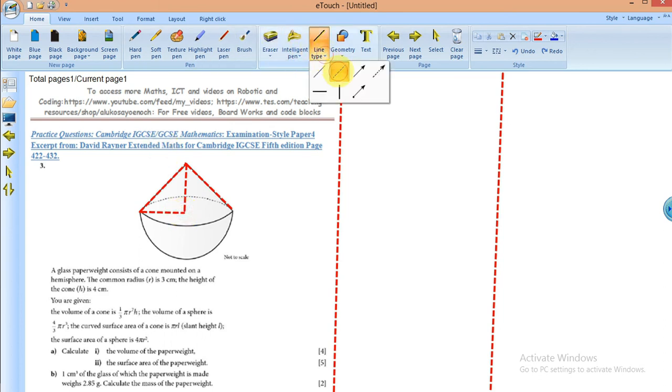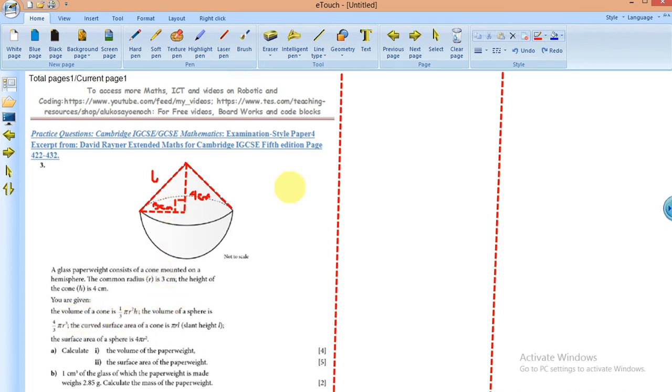So I can just have something. This is going to be perpendicular to something like that. Okay, and this is L. This is this line, and this is the height h, and that is going to be 4 centimeters. And we also have the radius, that is 3 centimeters. For now let's just leave this and continue with the task.